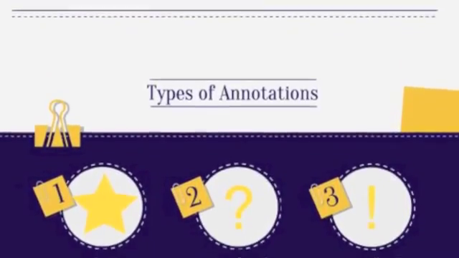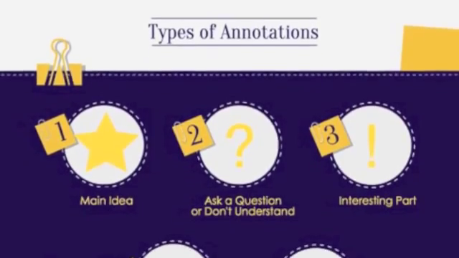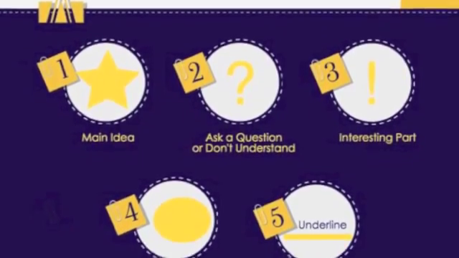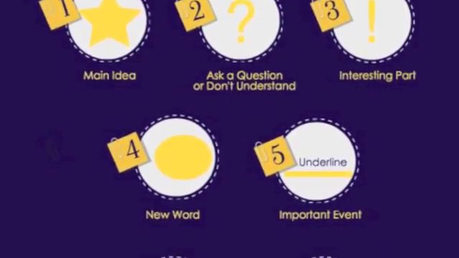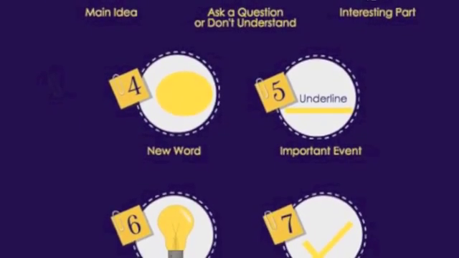How exactly do we annotate? We can underline important events, circle new vocabulary, star the main idea, and put a question mark next to a place where we have a question.